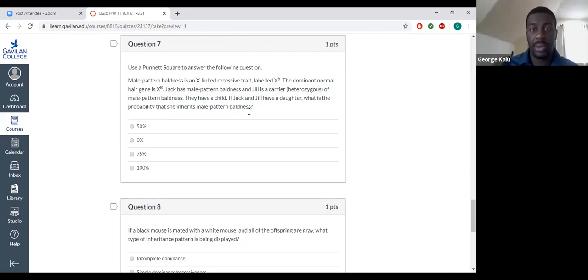Let's go ahead and work out the Punnett square here. Starting with Jack, we know Jack has male pattern baldness, so his genotype is X little b Y, because Jack is a male. He's going to have a Y chromosome and an X chromosome.